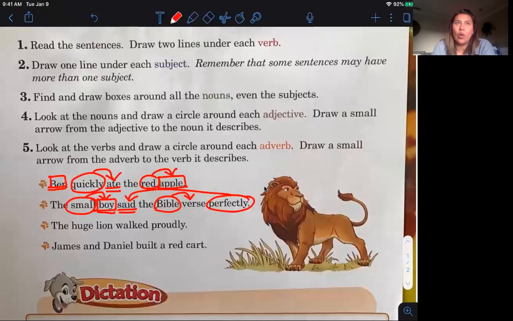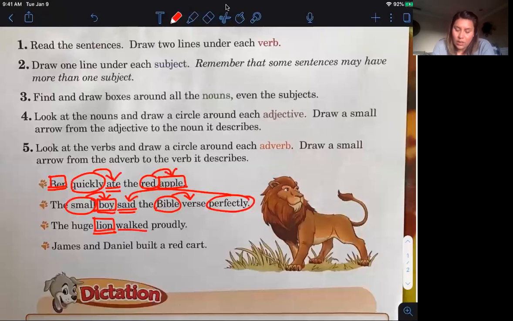The huge lion walked proudly. Okay, what walked proudly? The lion, underline it once, put a box because that's a noun. Let me see here.